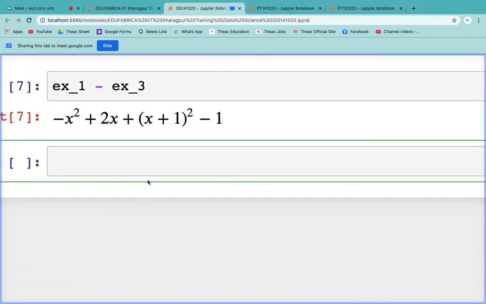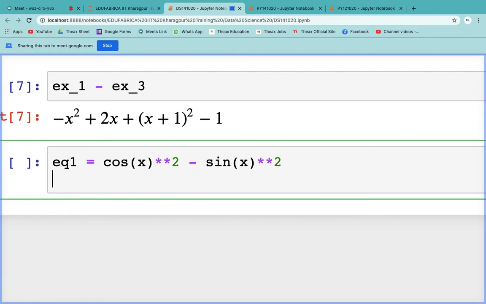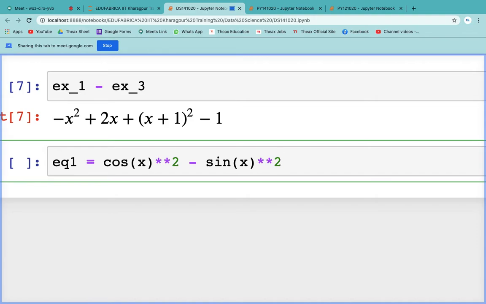Okay, next, the same goes with the trigonometry. If I say equation 1, EQ1 is cos x squared minus sine x squared. What is the formula? Anyone who knows? Quick. Cos x squared minus sine x squared. Cos 2x. Cos 2x. Easy.